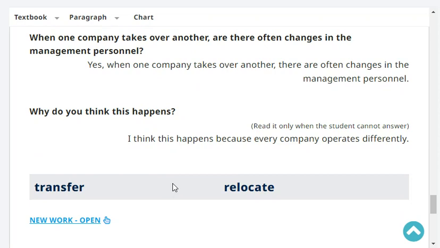Why do you think this happens? I think this happens because similar companies have a similar hierarchy, so they should arrange their management positions to make them more simplified. Very good.